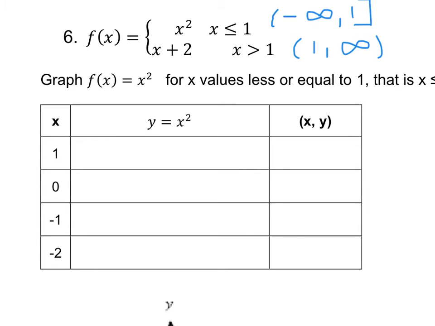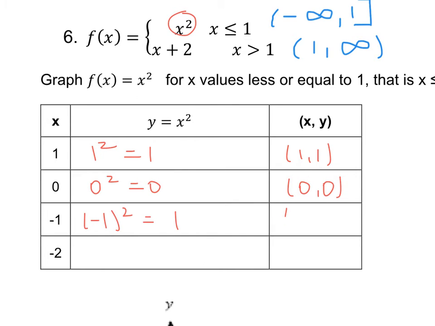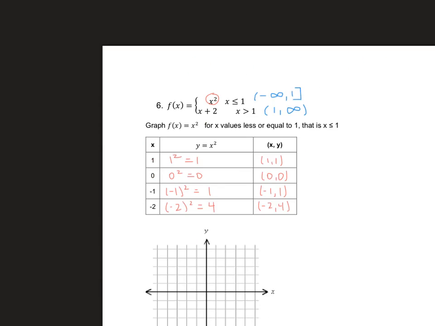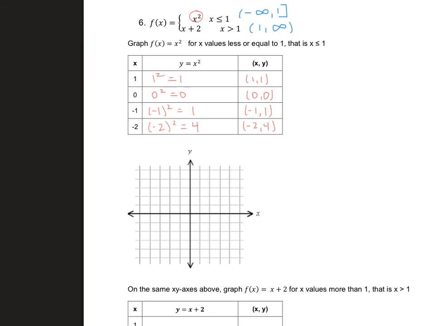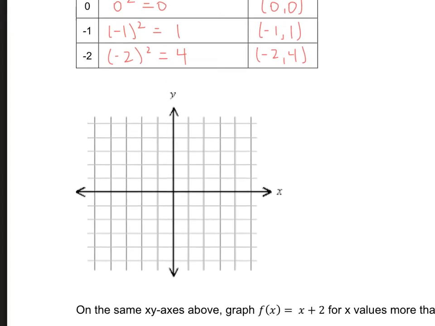All right, starting off with x squared. Just plug these values of x in. We're going to get 1 squared, which is a 1. So we get 1, 1. 0 squared is 0, so we get 0, 0. Negative 1 squared is a positive 1. Negative 2 squared is a positive 4. We want to remember that we are including our endpoint here, so we are including the 1, 1 as a closed point for this one.